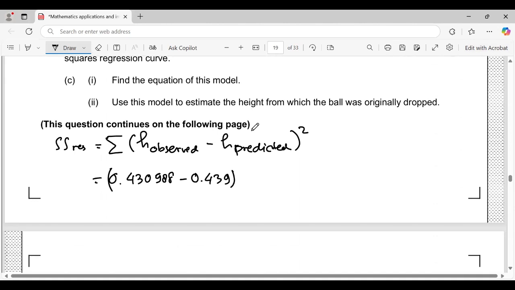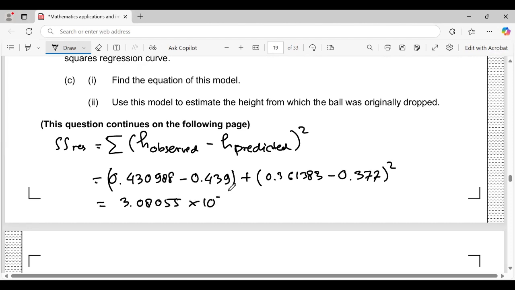Let's calculate. Plus 0.36138 minus 0.377, squared. And if you calculate, the result is 3.08055 times 10 to the power minus 4, or 3.08 to 1 decimal place, times 10 to the power minus 4.